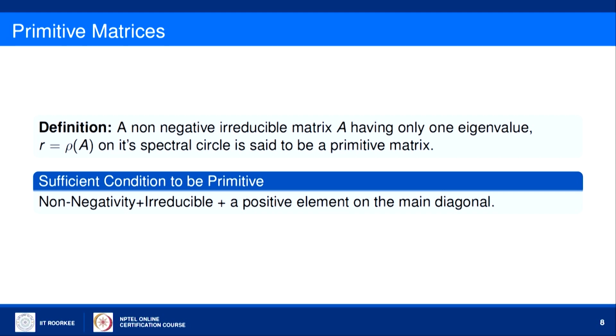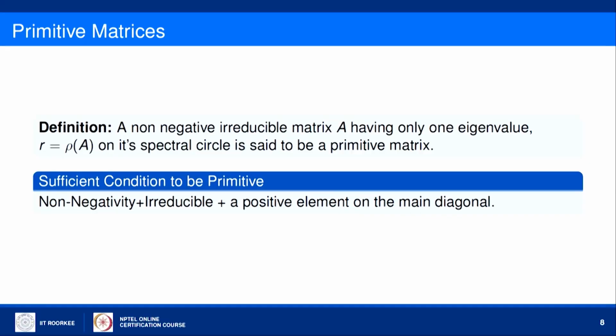Now, after reducible and irreducible matrices, let us come to the next definition, that is about the primitive matrices. So, a non-negative irreducible matrix A having only one eigenvalue, let us say that is its spectral radius, on its spectral circle is said to be a primitive matrix. So, if in the case of a non-negative and irreducible matrix there exists only one eigenvalue which is on the spectral circle, then the matrix is called primitive. If there are more than one eigenvalues that lie on the spectral circle, then the matrix is called imprimitive matrix. And the number of those eigenvalues that are on the spectral circle is called the index of imprimitivity.